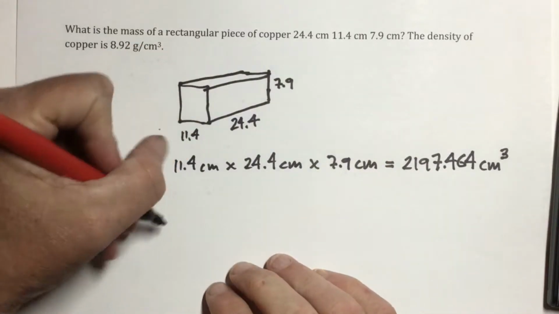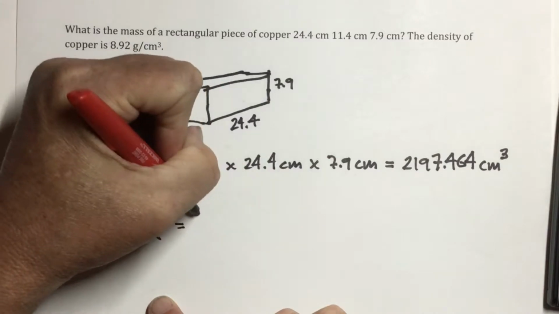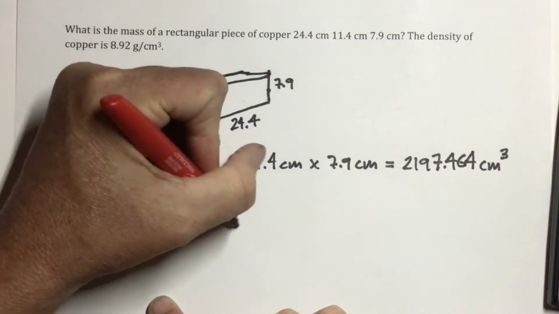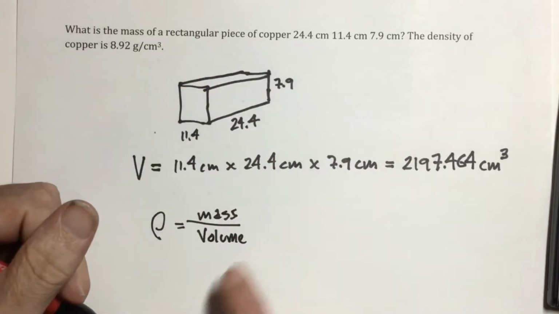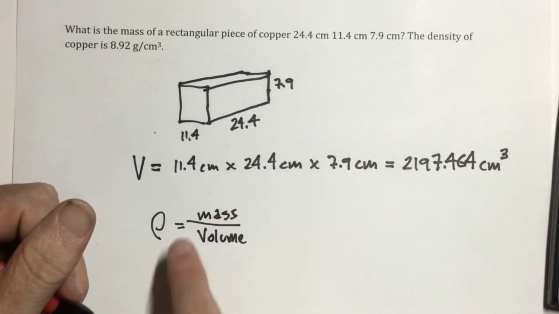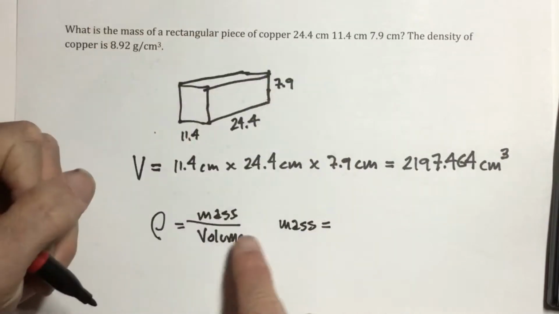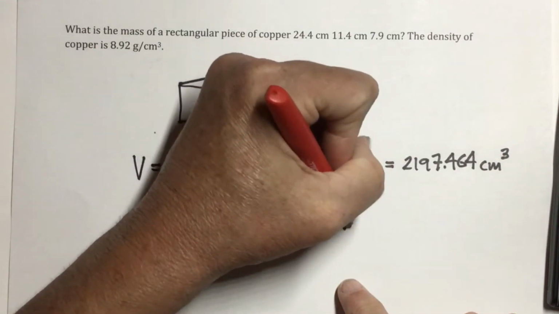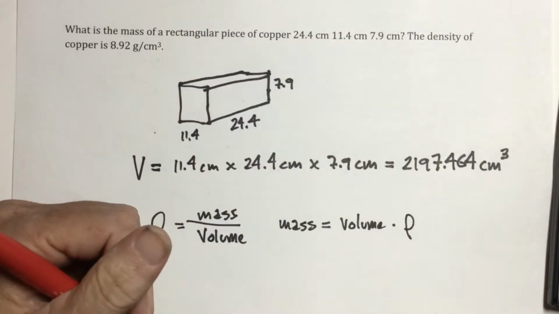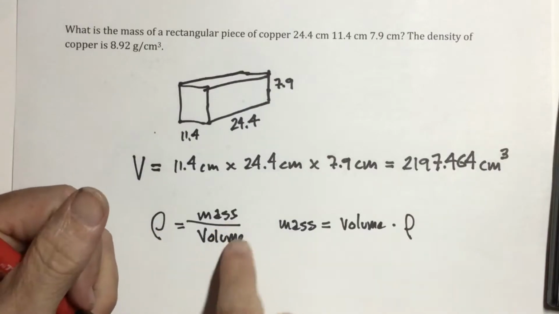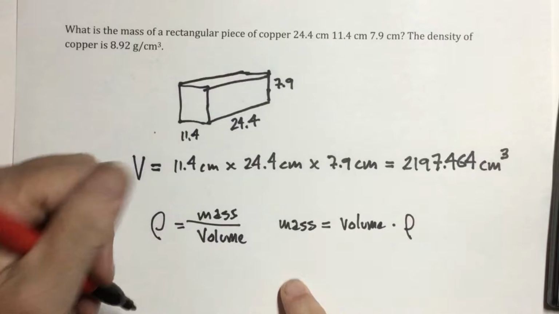Now recall that density, rho, is equal to mass divided by volume. Now, if I solve this equation for mass, that tells me that mass should equal volume times density, or volume times rho. That's just using a little algebra there, multiply both sides by the volume.